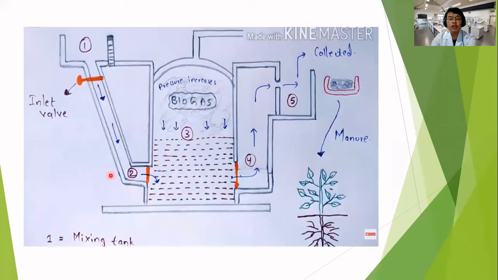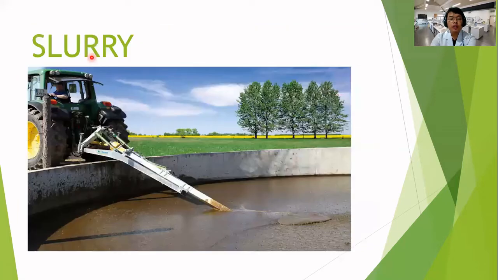So, to start the process, first we have to take the cow dung and put it inside the mixer tank here, and we have to close the inlet valve here in order to get it mixed thoroughly before entering the main part. Why we are using cow dung here is because cow dung is the most efficient and the most available. And the mixture of the cow dung and water is called the slurry, as seen in this figure.